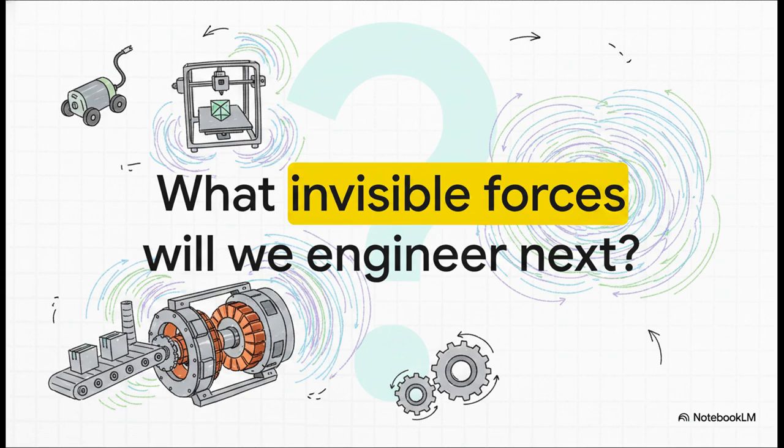It really does beg the question. If we can harness magnetic fields to precisely rotate everything from tiny robotic arms to massive industrial turbines, what invisible forces are we going to engineer next?